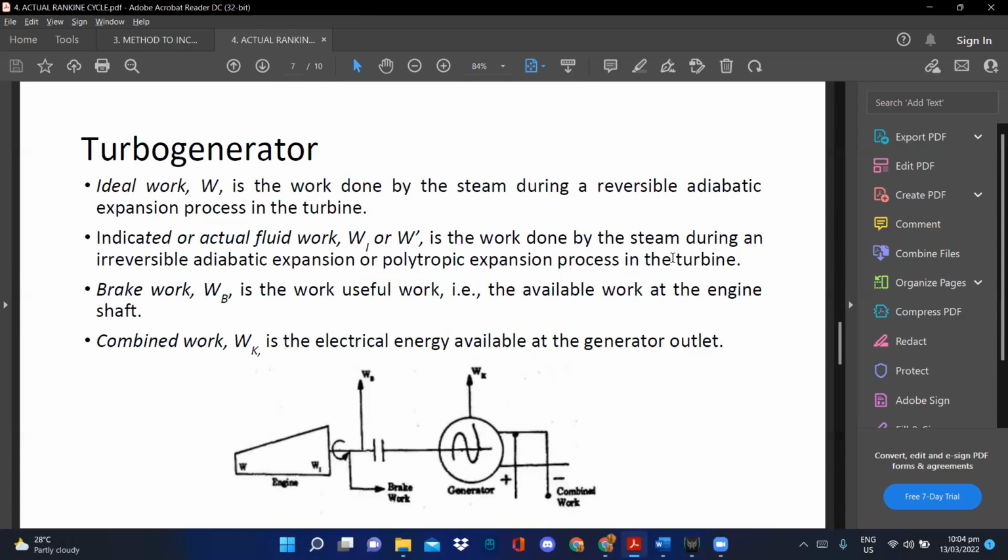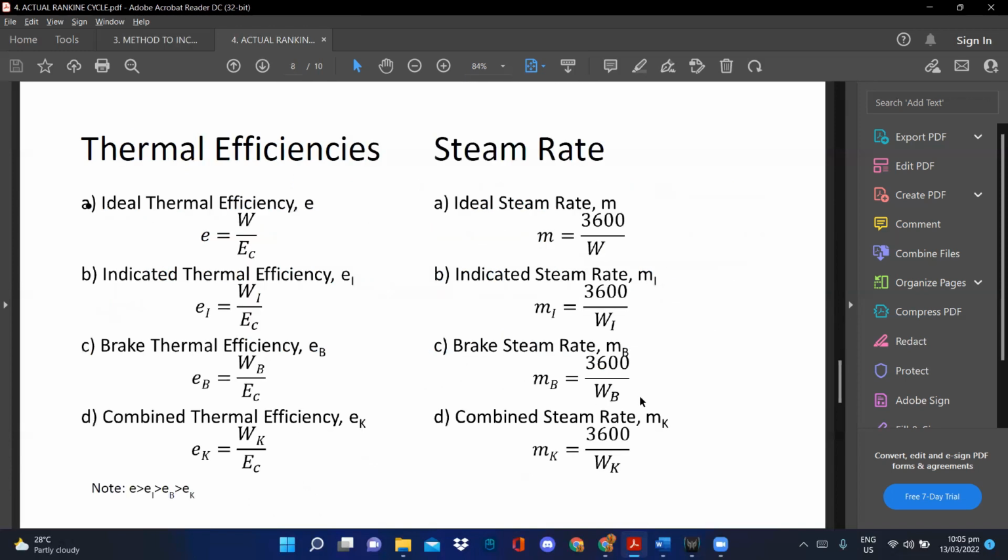Ideal work is the work done by the steam during a reversible adiabatic expansion process of the turbine. Indicated or actual fluid work, or indicated work, or work prime, is the work done by the steam during an irreversible adiabatic or polytropic expansion process in the turbine. Brake work, which is WB, is the work useful as such, the available work at the engine shaft. Combined work, or WK, is the electrical energy available at the generator outlet.